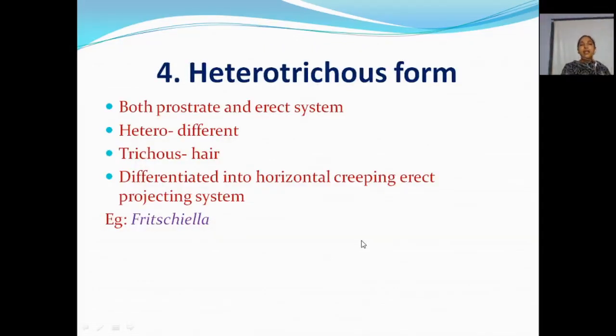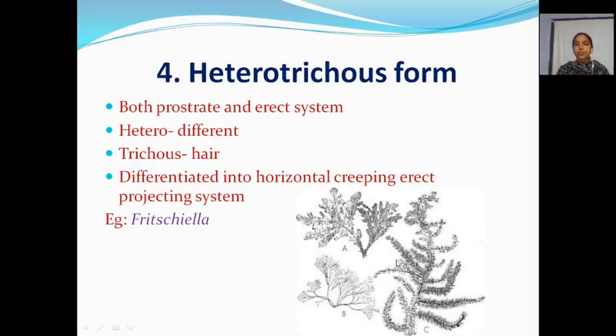Then another fourth category is heterotrichous form. That means this algae has both a prostrate and erect system. Hetero means different, trichous means hair, means creeping system and erect system present. One example is Fritschiella, an alga. See the picture. This is a creeping system and this is the erect system. So basal creeping system and erect system. Two systems are present. One at the lower portion, filaments branched, then erect systems also.